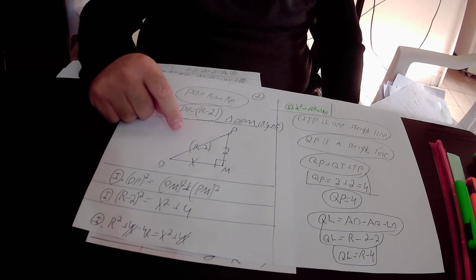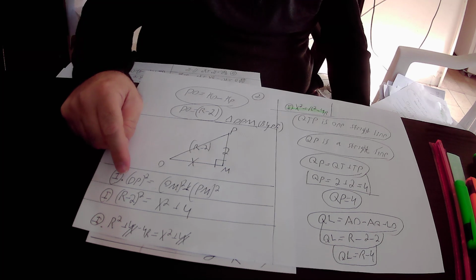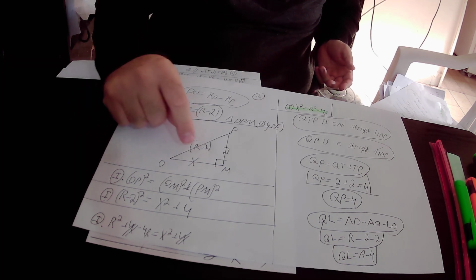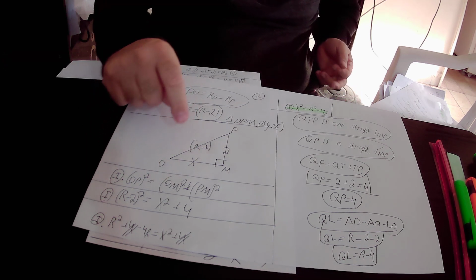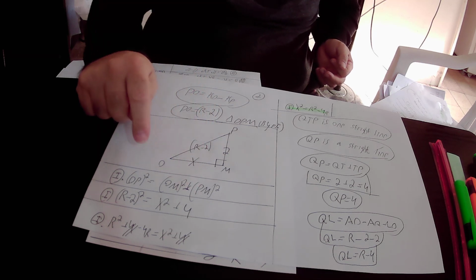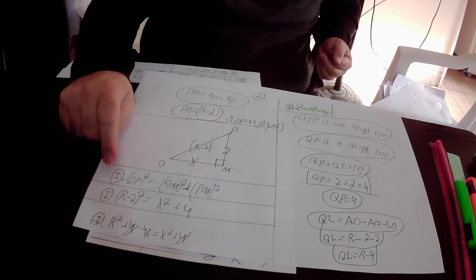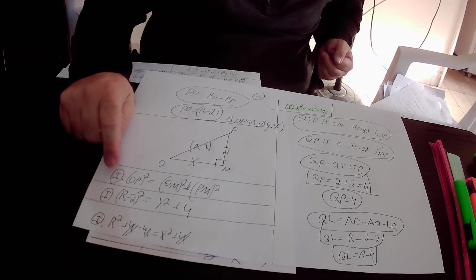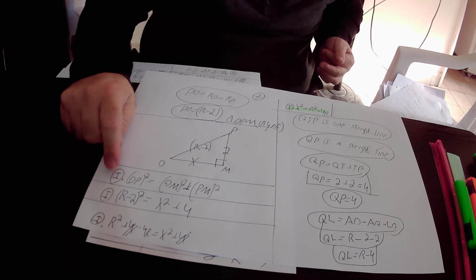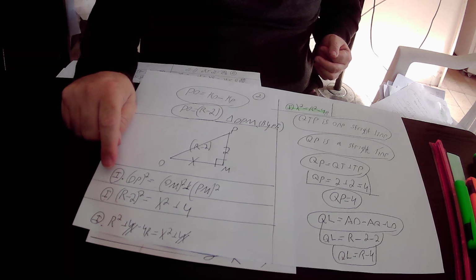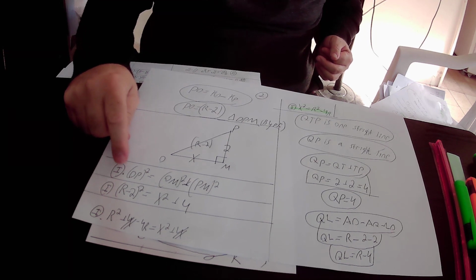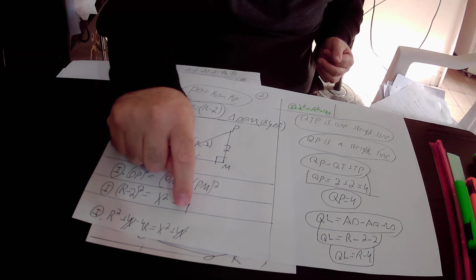So OP equals capital R minus 2, therefore OP square equals (R minus 2) square, and it is equal to OM square, where OM equals X, so OM square equals X square, plus PM square. PM equals 2, so PM square equals 2 square, that is 4. So in conclusion, according to equation number 1, (R minus 2) square equals X square plus 4. Here we open the brackets on this side of equation number 1, and we get R square plus 2 square, that is 4, minus 2 times R times 2, that is minus 4R, and it is equal to X square plus 4.